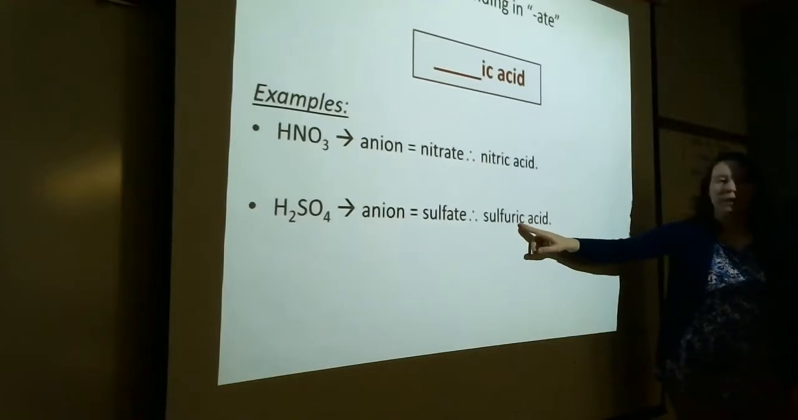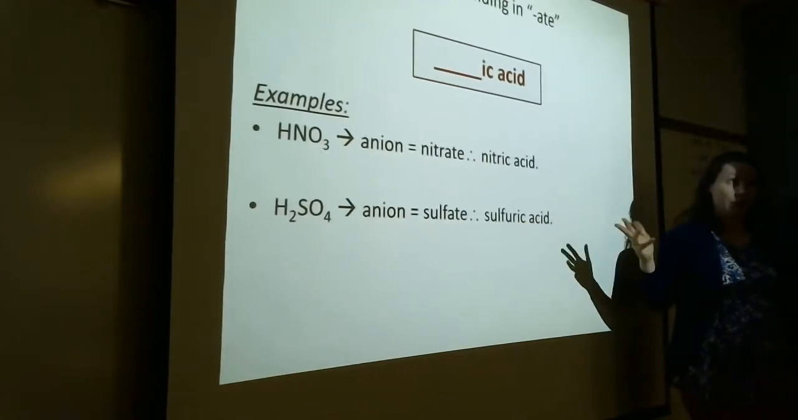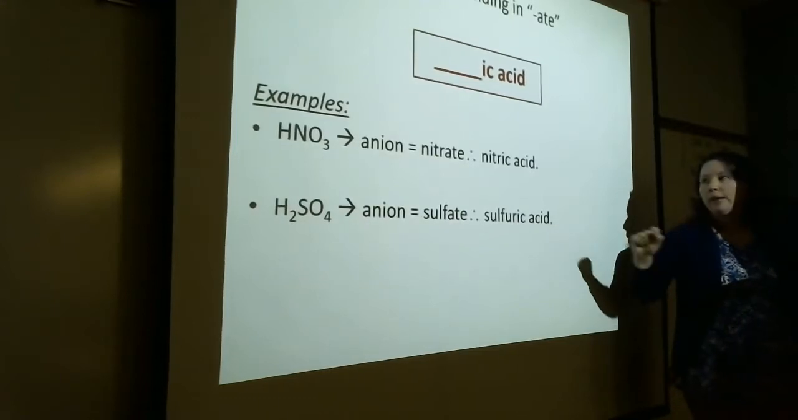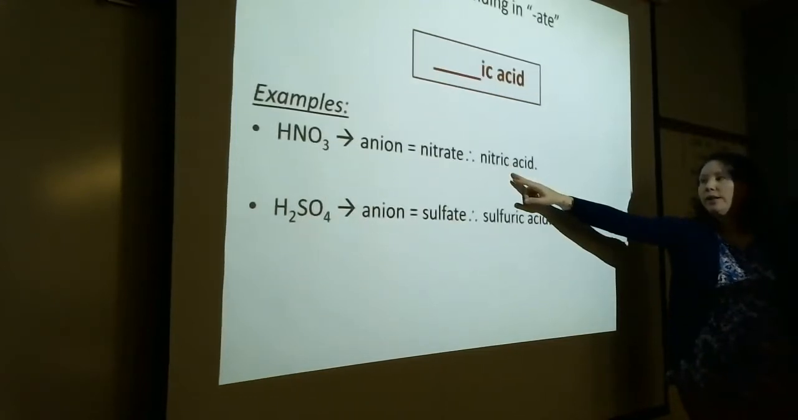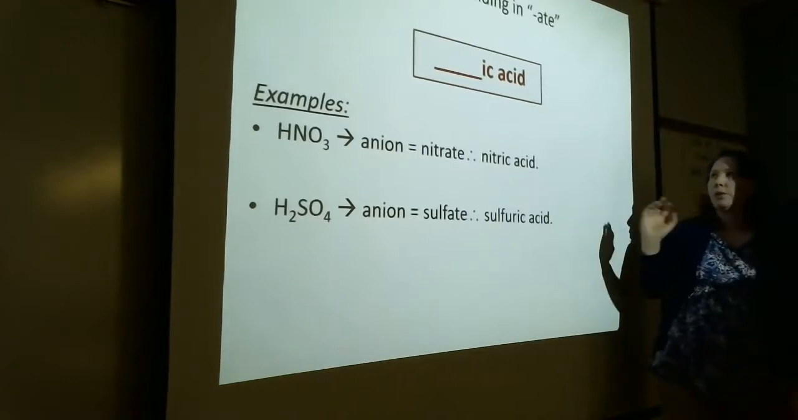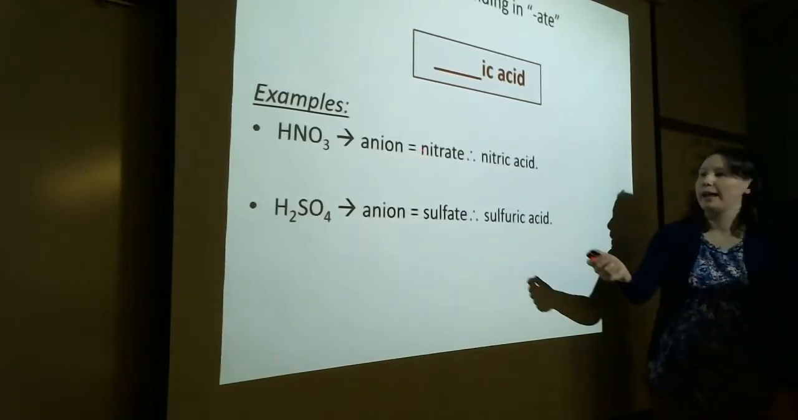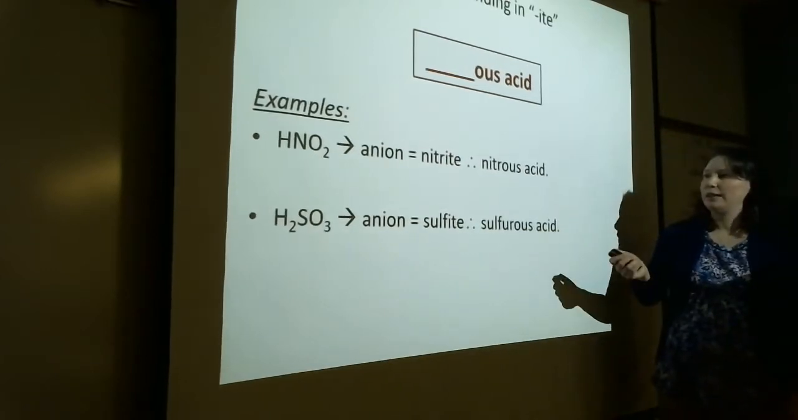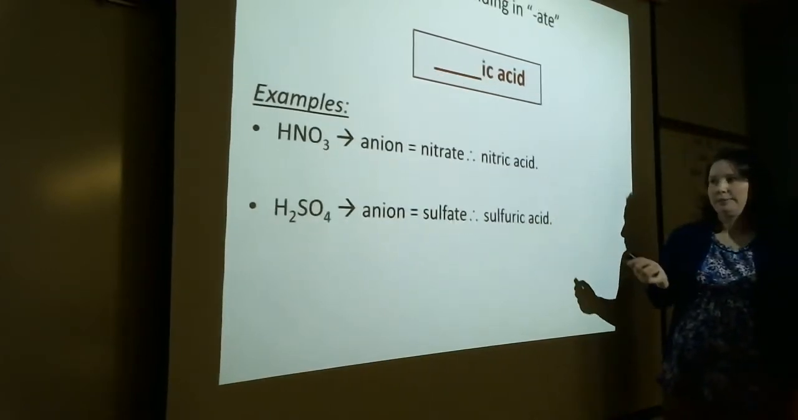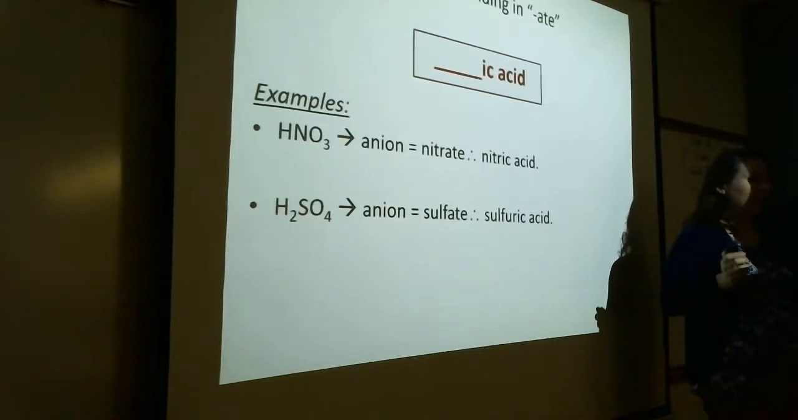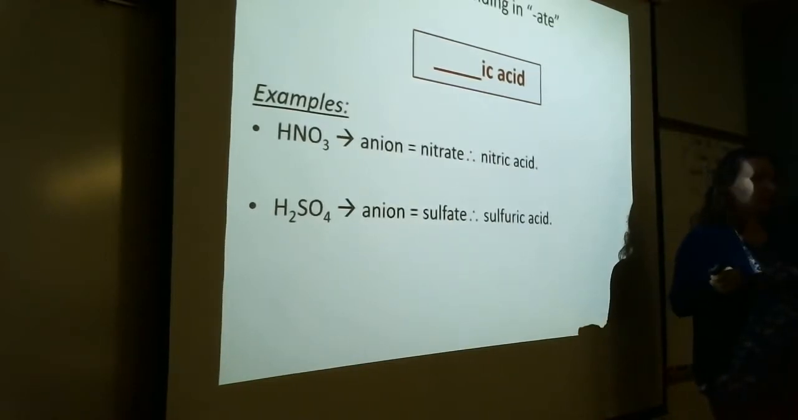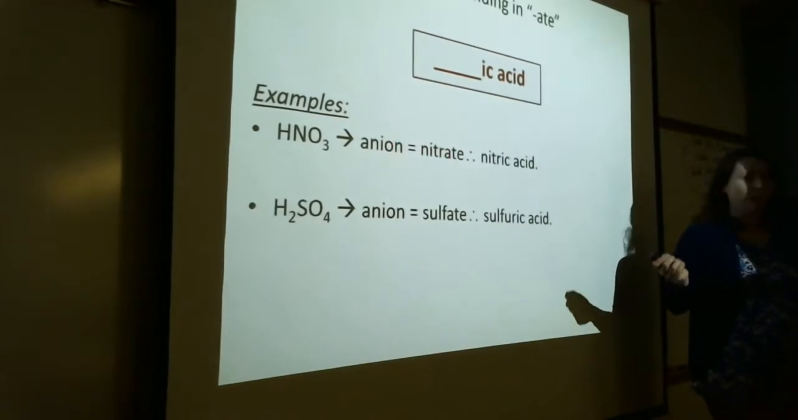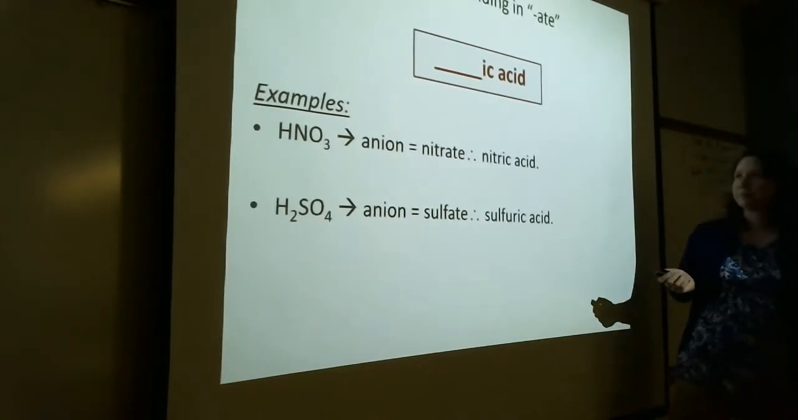Very similar suffixes, one or two letter differences, especially between sulfurous and sulfuric, right? And nitrous and nitric. So make sure you're looking at your parent anion. If it ends in ate, it's ic acid, and if it ends in ite, it's ous acid. Are we good on these three rules? Good on these three rules. Just look at the suffix of the anion of the acid, whatever it is.